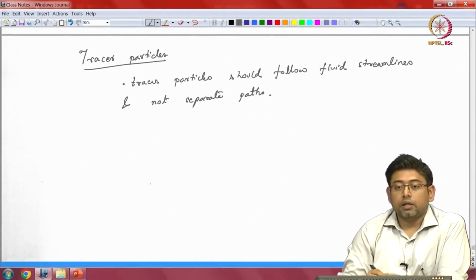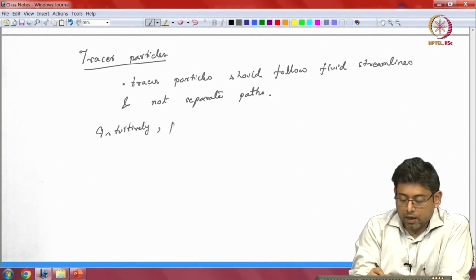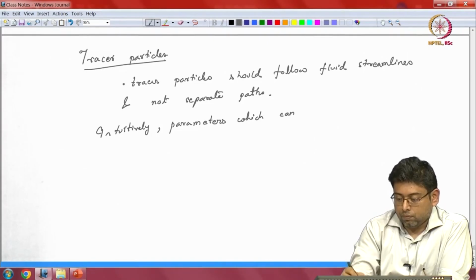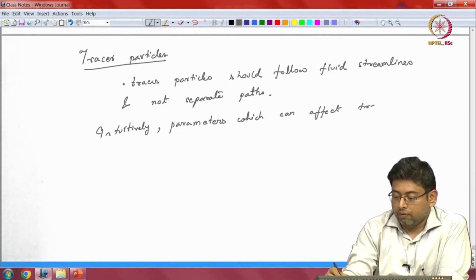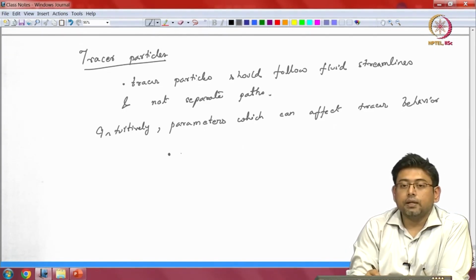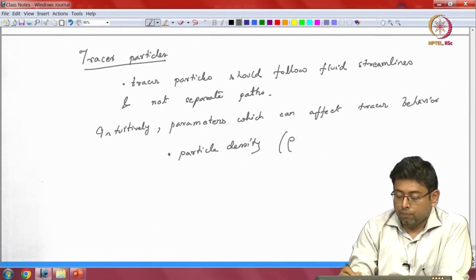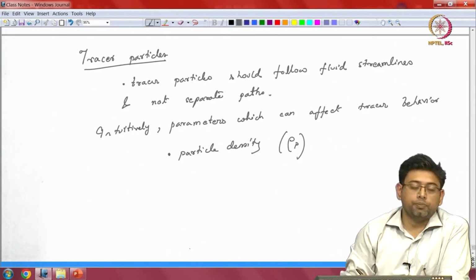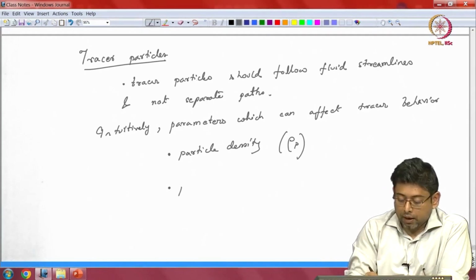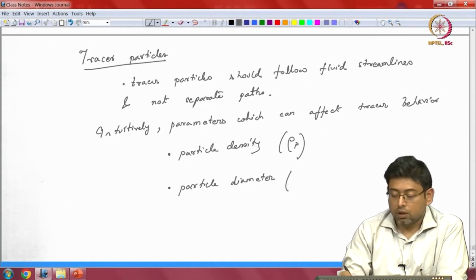So intuitively, what are the things that can affect this? Okay, so intuitively, the parameters which can affect tracer behavior would be particle density, so my rho p of the particle or the tracer, and even the size of the particle, so particle diameter. The diameter should be as small as possible, right?